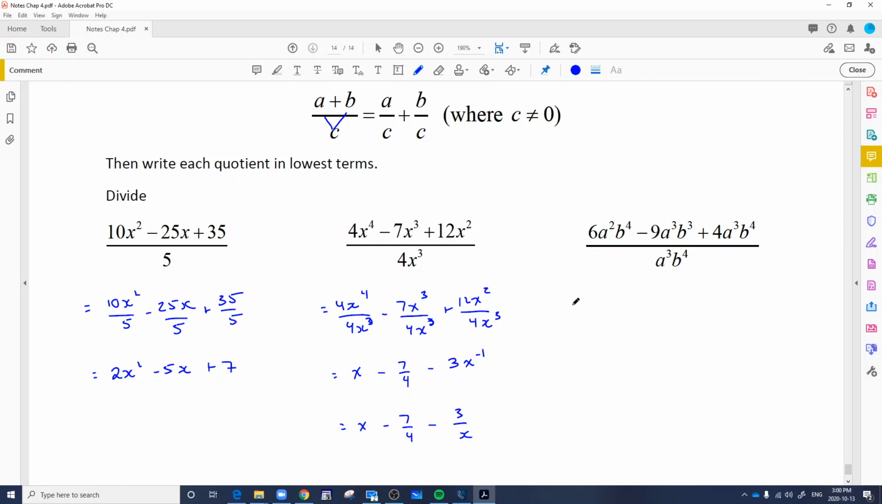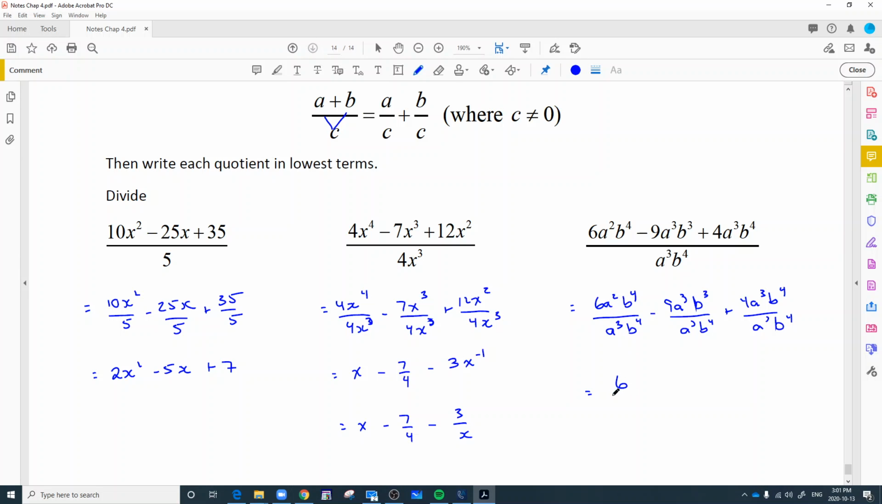Okay, try this last one. We've got a trinomial being divided by a monomial, so we've got 6a squared b to the 4 being divided by a cubed b to the 4. We have minus 9a cubed b cubed getting divided by a cubed b to the 4. And we have 4a cubed b to the 4 getting divided by a cubed b to the 4. So each term, you've got 6. Now you've got one more a on the bottom.